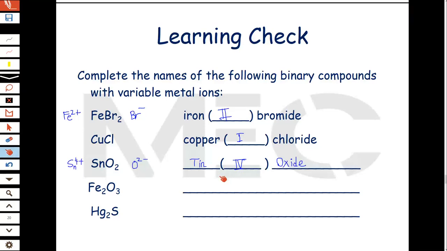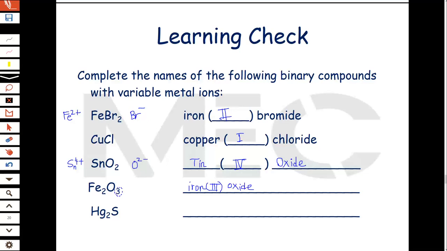Let's continue with the other one. This is iron. This is iron 3 oxide, and because the charges are swapped here, this indicates that iron 3 is being used.